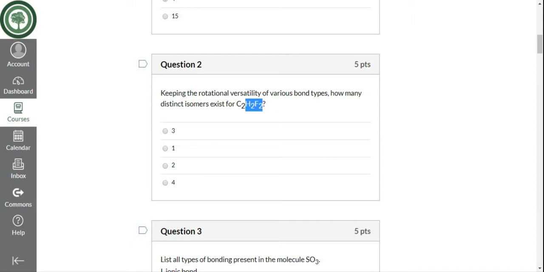So you could have two fluorines both on the left, or if you put them both on the right, that would be the same. But then there's also the configuration where there's one on top, one on bottom, and that's the trans. And then the cis configuration is where both fluorines are on the same side of the double bond. So in total, there are 3 different isomers.